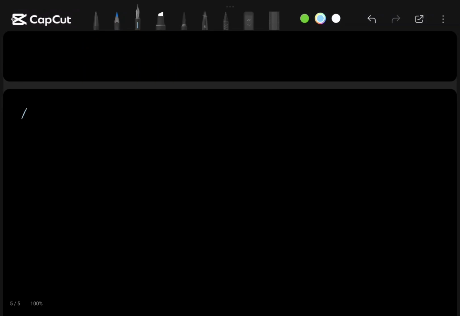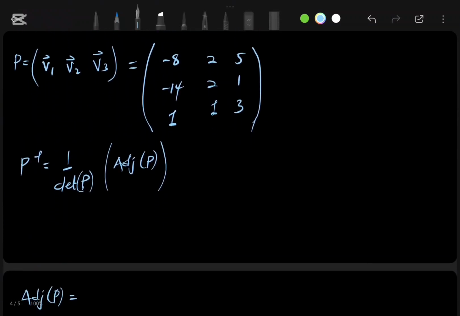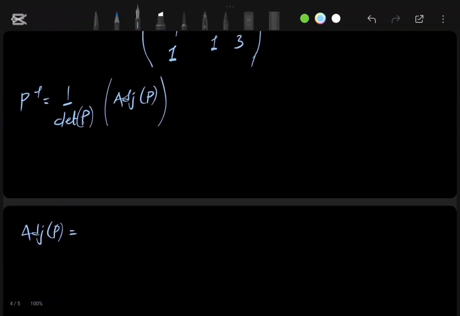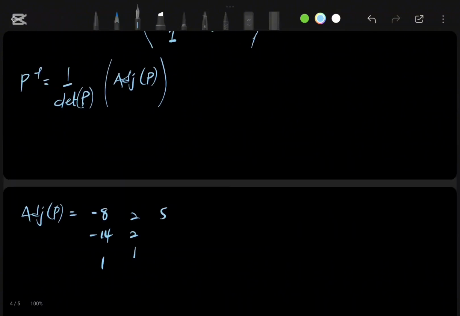For the adjoint of P, you're supposed to list down all the elements of P. We have minus 8, minus 14, minus 1, 1, minus 8, minus 14, 1, 2, 2, 1, and 5, 1, 3.